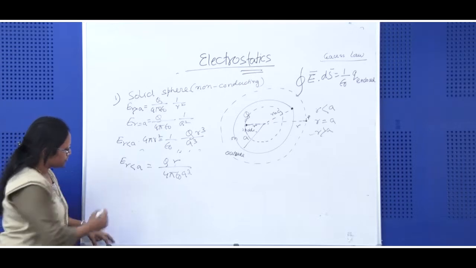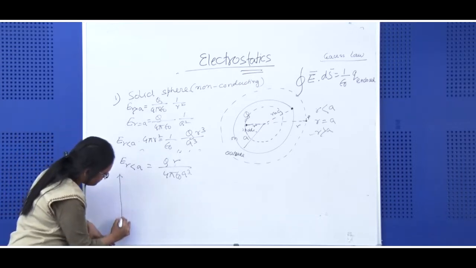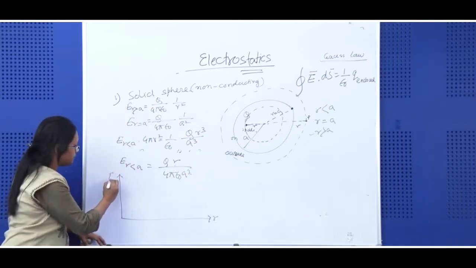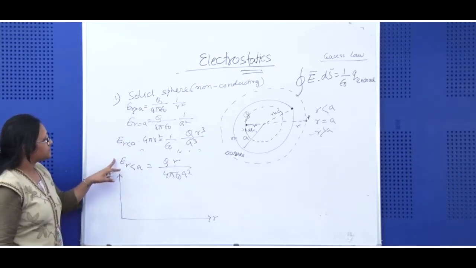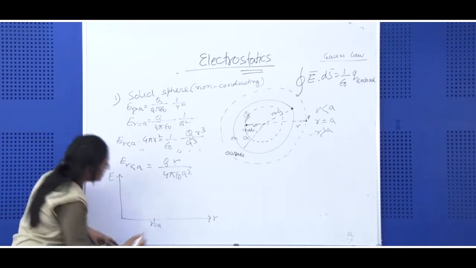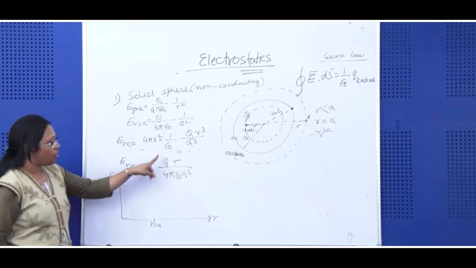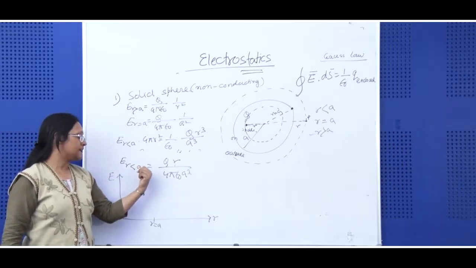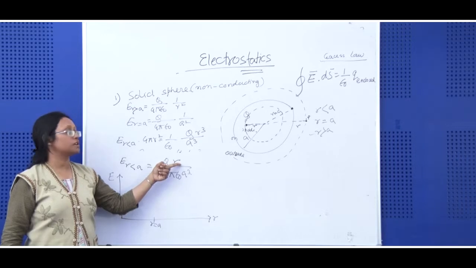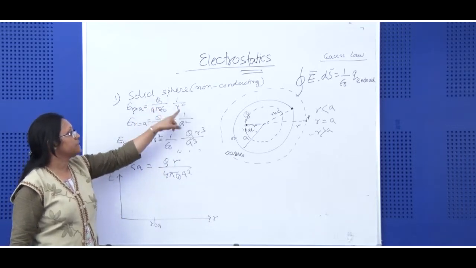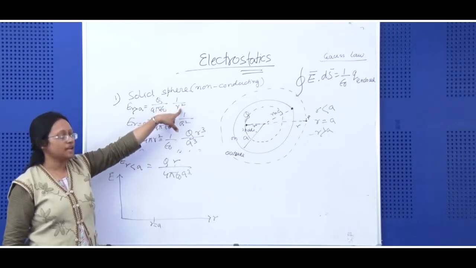Now if we want to draw a graph with r along the x-axis and the electric field along the y-axis, we see for r less than a, let this point be r is equal to a. So for r less than a, all the terms are constant except this r. So for r less than a, electric field is directly proportional to r, and for r greater than a, electric field is directly proportional to 1 by r square.